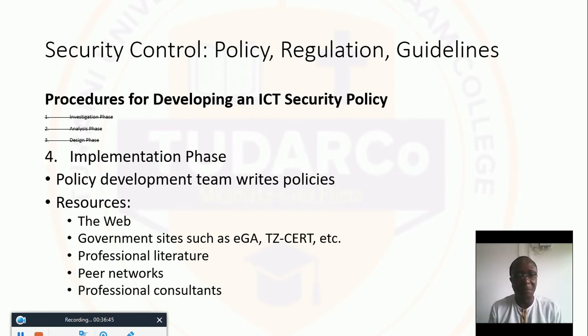Okay, implementation phase. We say the policy team writes the policies, ready for publication. But what are the resources we have? We have the web. You visit important sites, for example, the e-Government site in Tanzania, or TZ-CERT, which normally issues cybersecurity alerts, and we believe they are the ones to give us guidance on current threats and vulnerability trends in our cyberspace. There should also be professional researchers, like the information we get from NIST, COBIT, CIS, and so on. All of these are things which we do during the implementation phase of the ICT security policy.